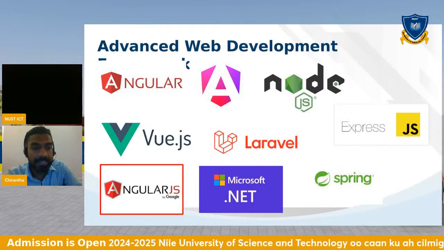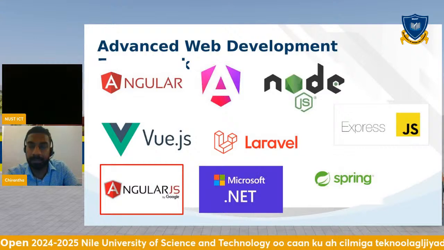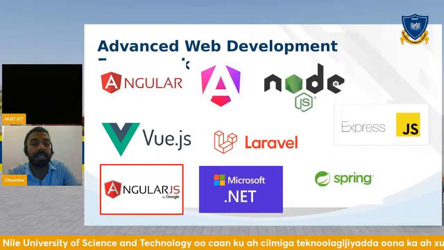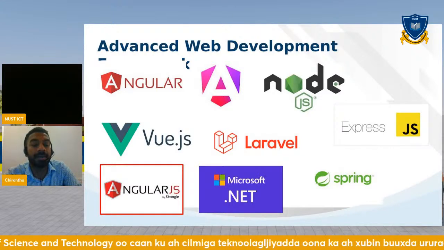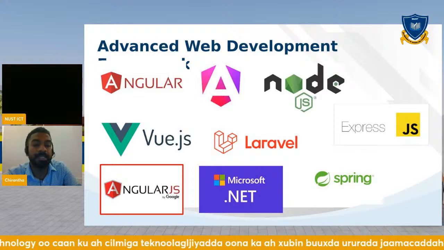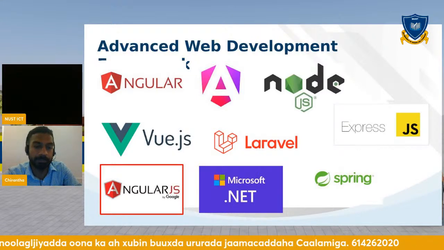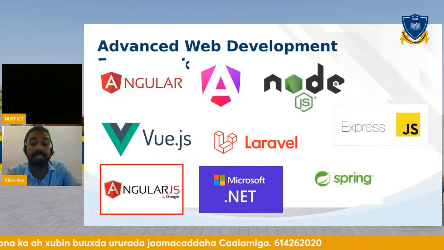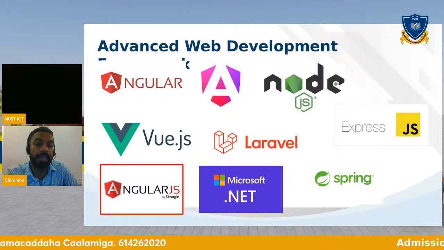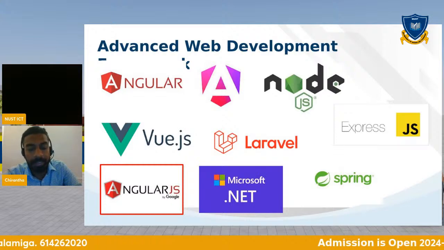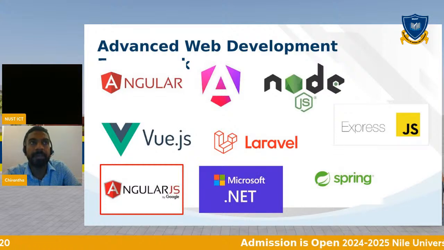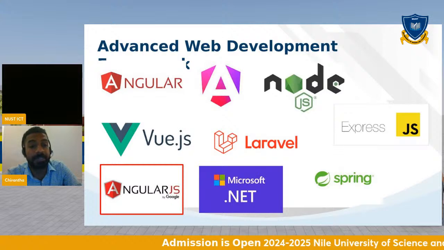Then AngularJS is the previous version of Angular. It is the very first version of Angular. So we mentioned that as AngularJS. Now AngularJS is not used. Now we are using Angular. AngularJS is outdated. Most of the platforms that were developed with AngularJS have now migrated to Angular. Then Microsoft provides such web development frameworks.